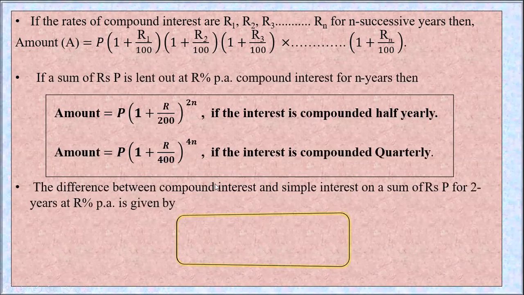The difference between the simple interest and compound interest on a certain sum of rupees P for 2 years alone, if they are giving, we have a direct formula. We can directly say the difference is equal to P into (R by 100) to the whole square. So to find the difference between simple interest and compound interest for 2 years, directly we can say P into (R by 100) to the whole square.